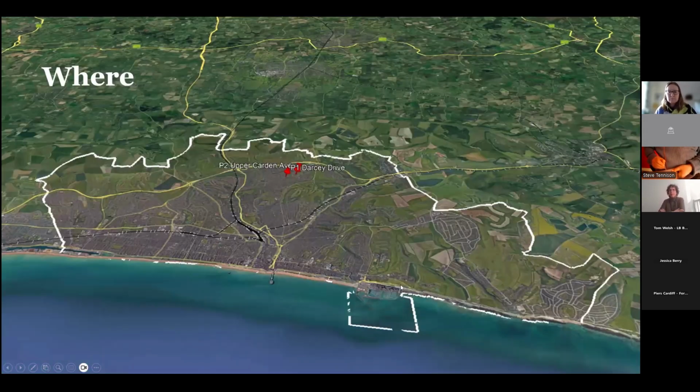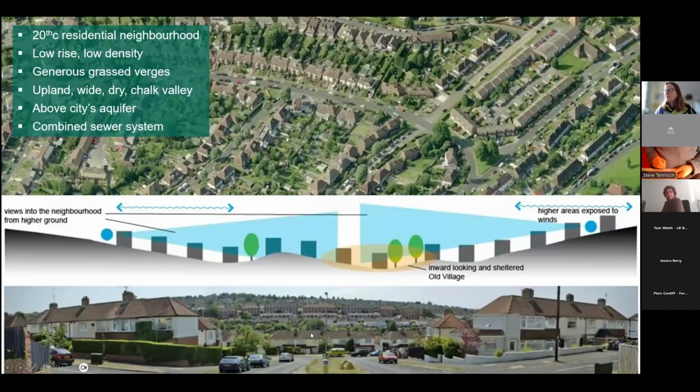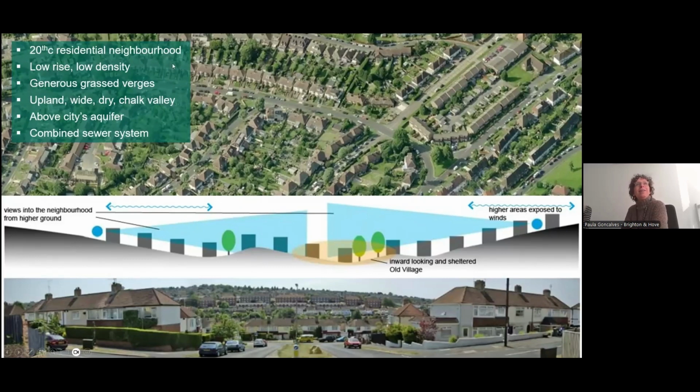So I'll be talking about a project that we did in Brighton, and you can see this is suburban Brighton. This is the South Downs National Park, and this is where the pilot was. It is a suburban part of Brighton, very low rise, low density, with lots and lots of green grass verges. It's a dry chalk valley, and it's on top of the city's aquifer. That's where we draw our drinking water from.